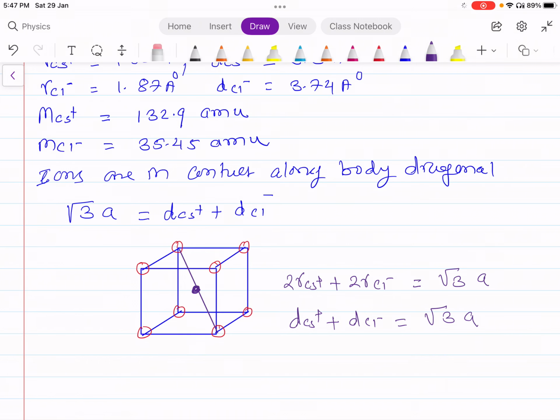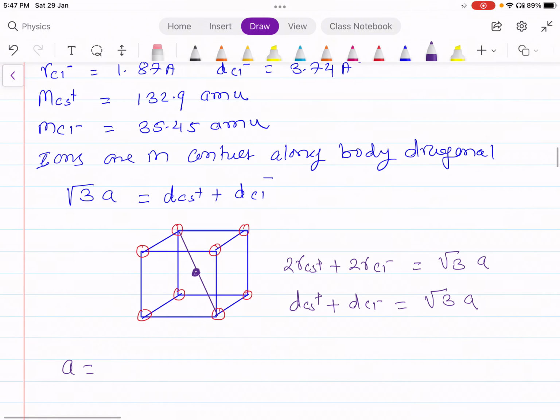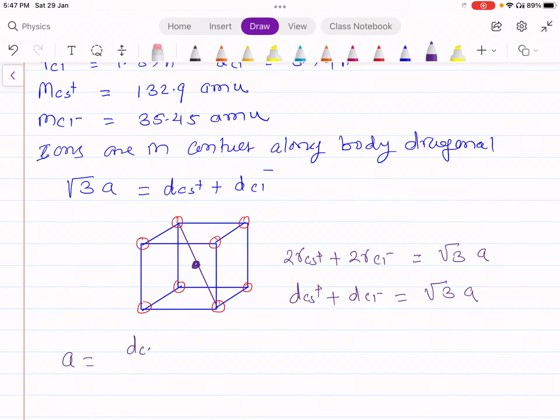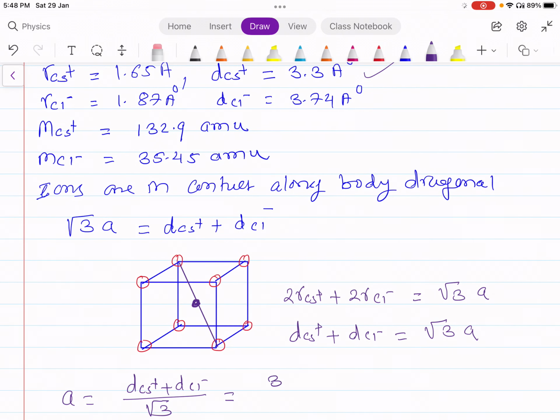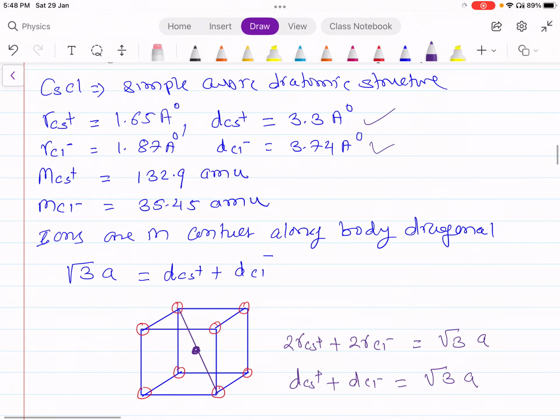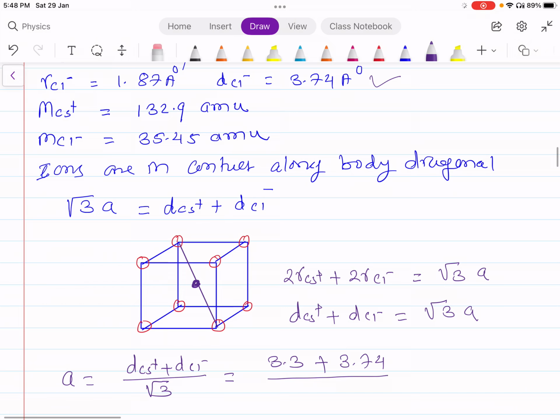So from this what you have to find is the lattice constant, and so the lattice constant a is equal to diameter of cesium ion plus diameter of chlorine ion divided by root 3. So we know the diameter of cesium is 3.3 angstrom. So 3.3 plus diameter of chlorine, 3.74, divided by root 3.